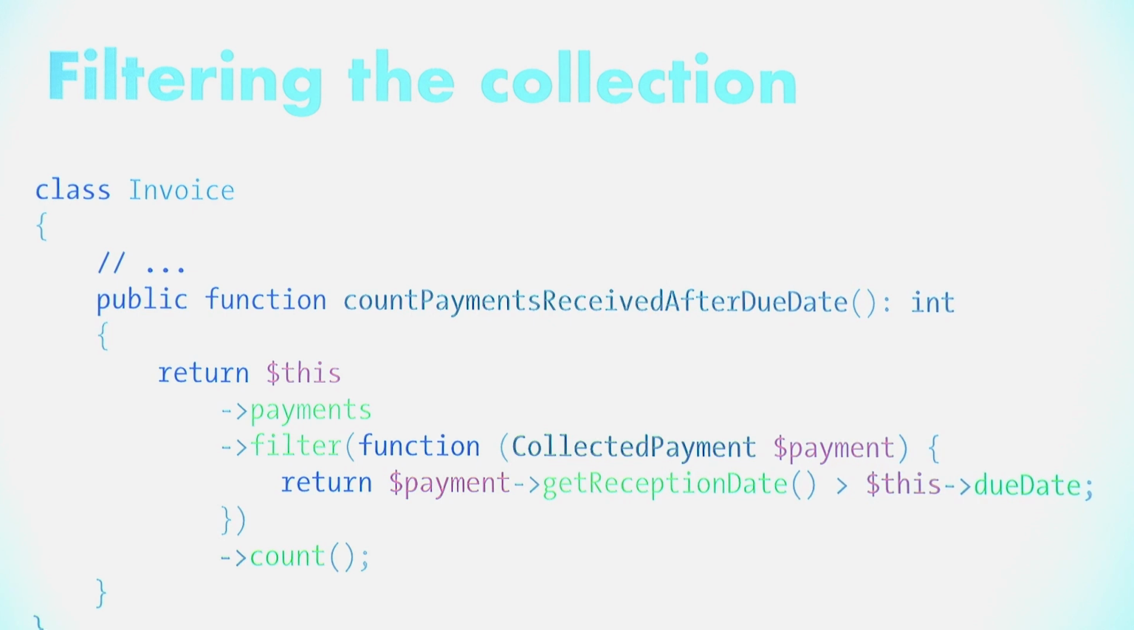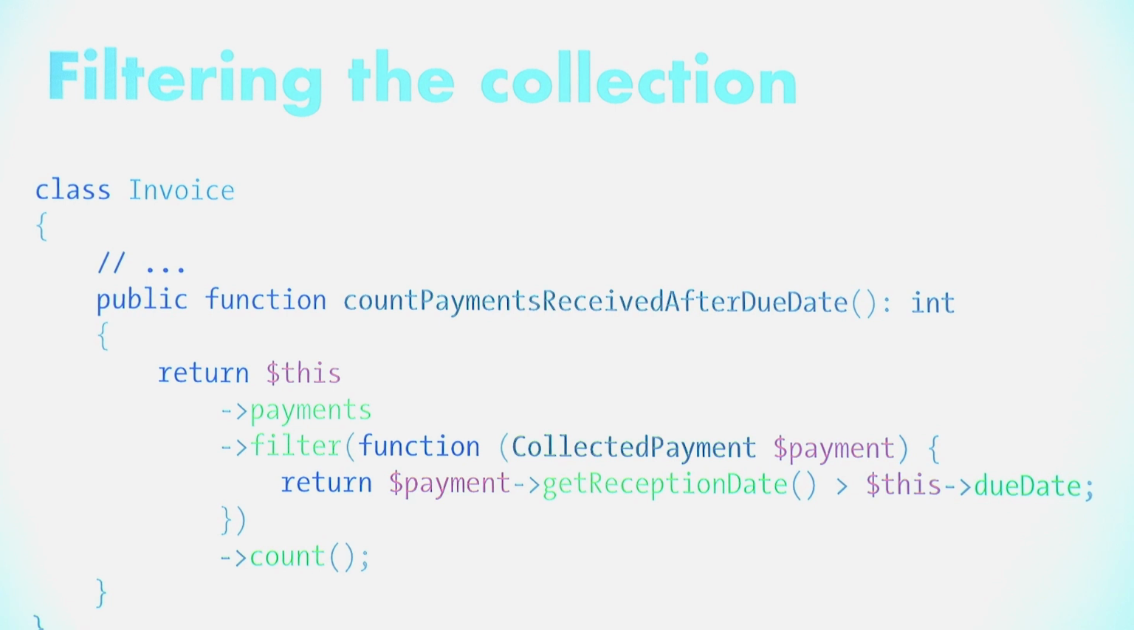Using the collection, as you can see, the collection class has a useful filter method, which takes a callback, and then it applies the callback on each element of the collection, so on each collected payment, and then I can decide which one I want to take or remove from the collection. So it returns a new collection which only contains the collected payments that fulfill this condition, and then I want to count the collection.